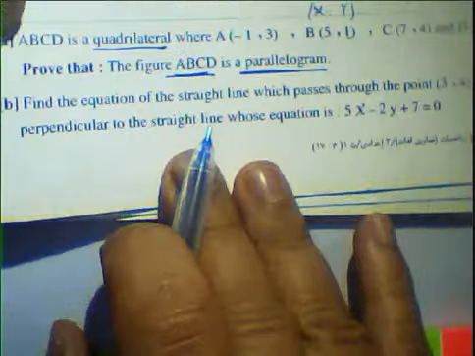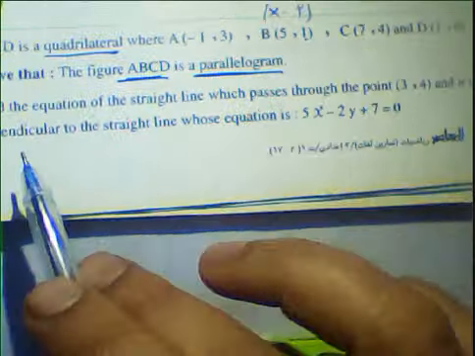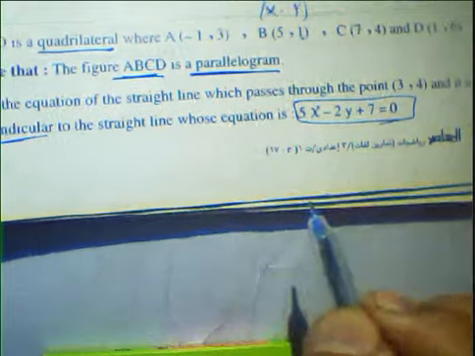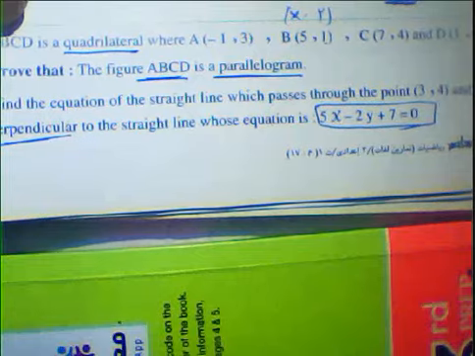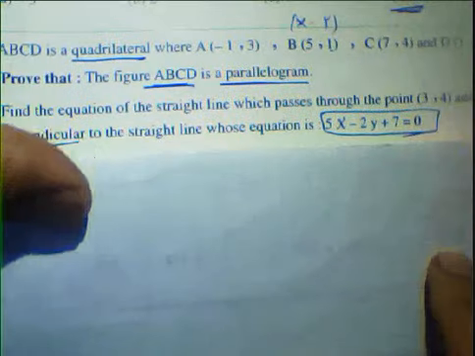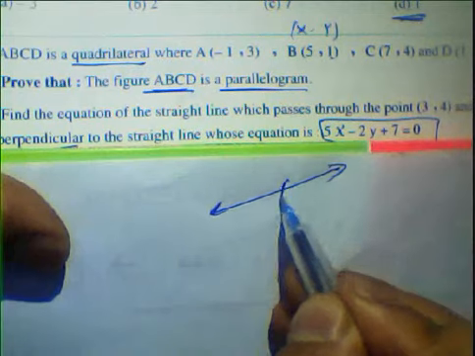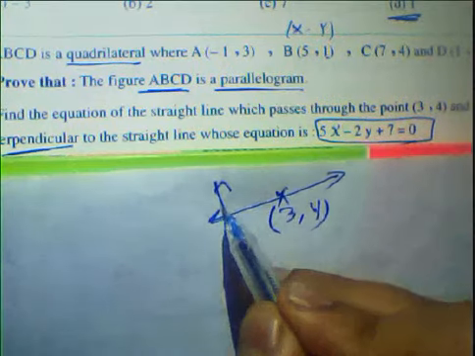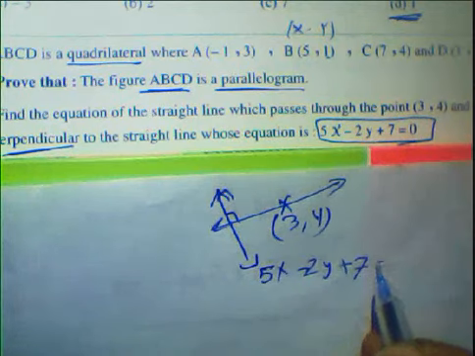Question letter B here. Find the equation of straight line passing through the point 3, 4 and it is perpendicular to straight line equation 5x minus 2y plus 7 equals 0. But in this example, I will solve it on a new paper, okay. Here, pay attention my students about this example, okay. He wants to find the equation of straight line which passes through the point 3 and 4 and perpendicular to another straight line here with 5x minus 2y plus 7 equals 0.